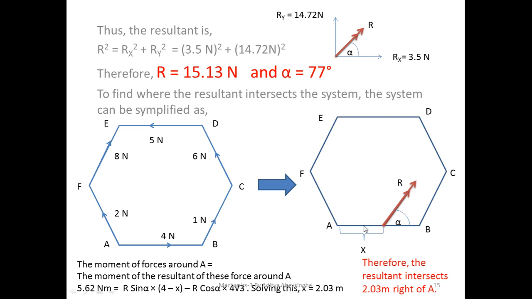Sometimes in some quizzes you can say that x can be negative. So I have measured x from A to B in this direction. So if x is negative by chance, what you can say is that the resultant intersects the force system negative, or left to that of A. So I am measuring the direction, the distance direction, from A to B. So if x is negative, I can say that the point where the resultant force intersects this system is left to that of A.